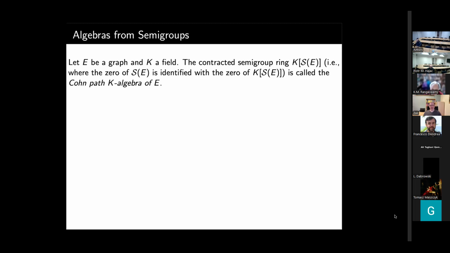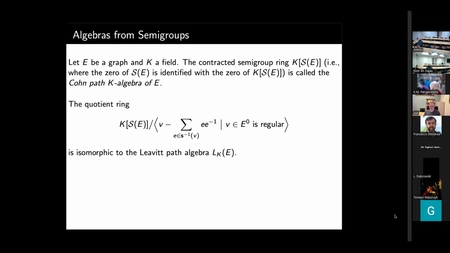So say you take your graph and your favorite field, you can construct this semigroup, and then from that you can build the semigroup ring. And the semigroup will have a 0, so we want to identify that 0 with the 0 in the ring. And that's called a contracted semigroup ring. And when you build that, you get what's called a cone path algebra. And that's almost a Leavitt path algebra.